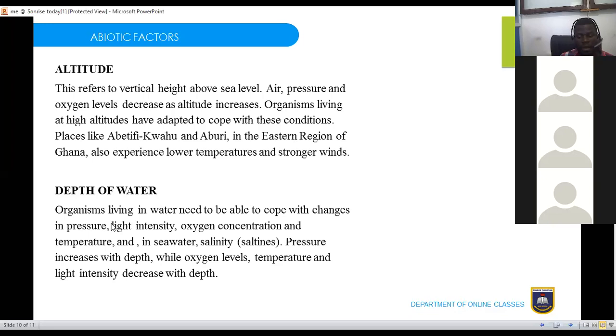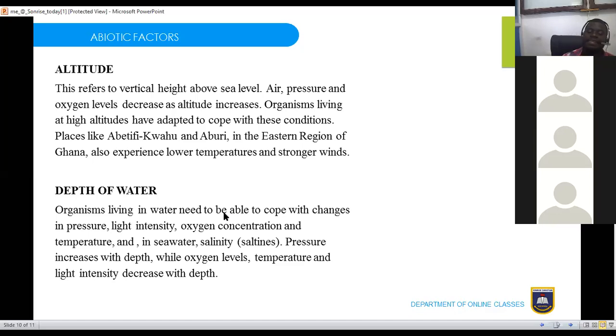Let's continue and look at depth of water. Organisms living in water should be able to cope with changes in pressure, amount of light, oxygen concentration, temperature, and those that live in salty water or seawater, the saltiness of the water. Now, pressure increases with depth, whilst oxygen and temperature and light decrease with depth.